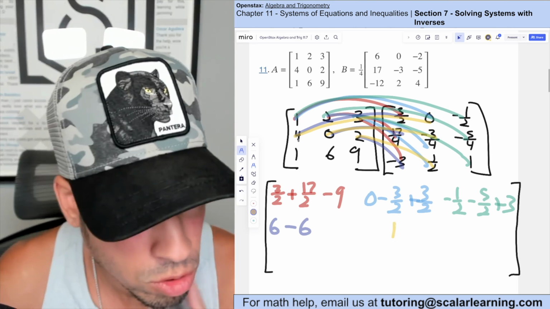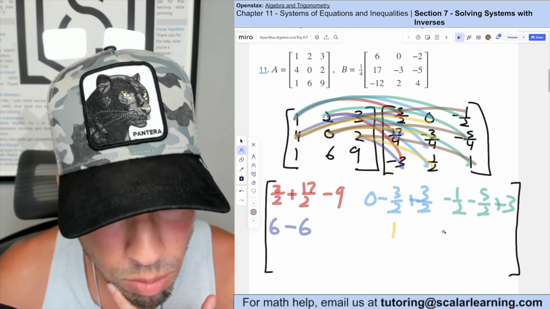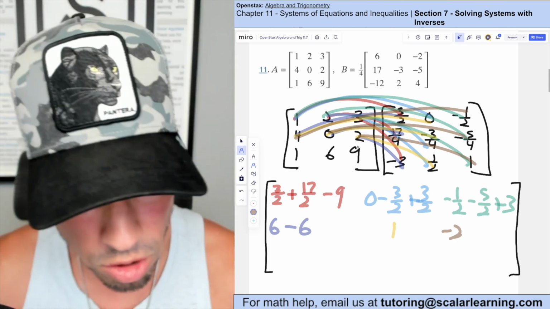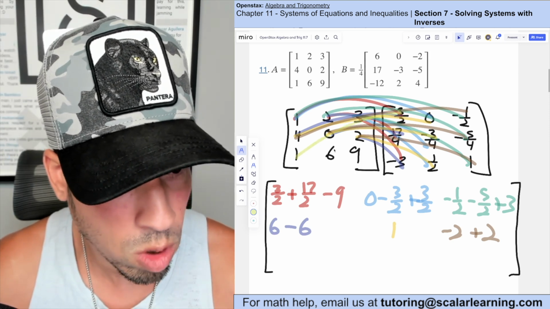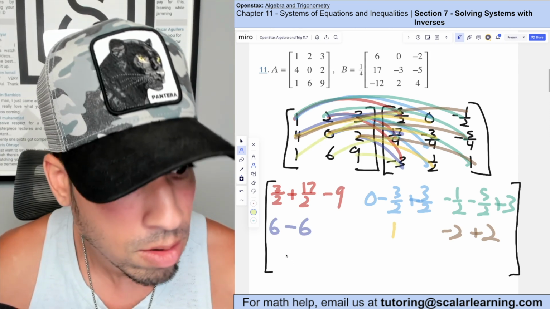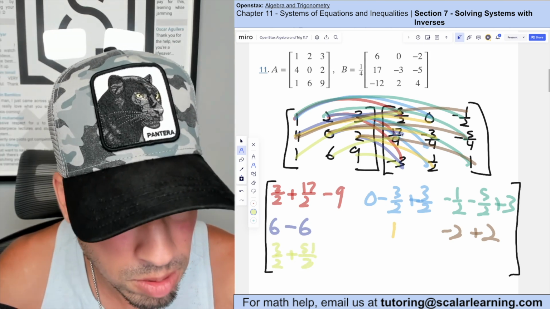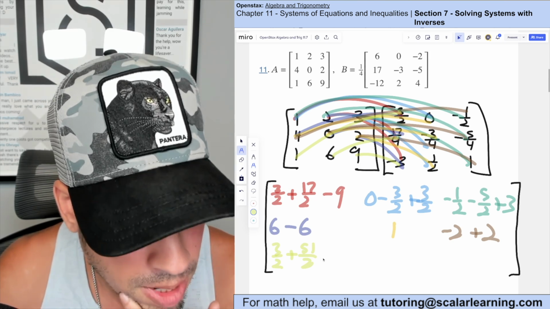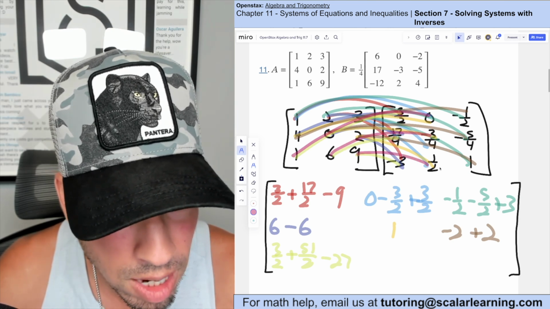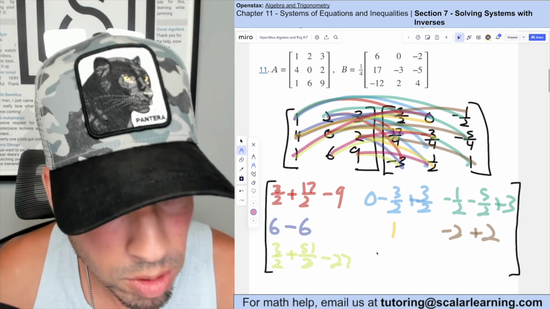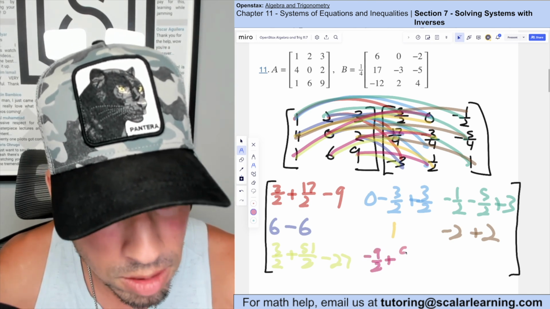Next, we have times the third column, 4 times negative 1 half, 0 times negative 5 fourths, 2 times 1. 4 times negative 1 half is negative 2, 0 times negative 5 fourths, 0, 2 times 1 is positive 2. Now we come to the last row, first column again, 1 times that, 6 times that, 9 times that. We get 3 halves plus 51 over 2, that's 6 times 17 over 4. Minus 27. Next, we got 1 times 0 is 0, 6 times negative 3 fourths, and 9 times a half. So 6 times negative 3 fourths is negative 18 fourths, or negative 9 halves. 9 times a half is positive 9 halves.